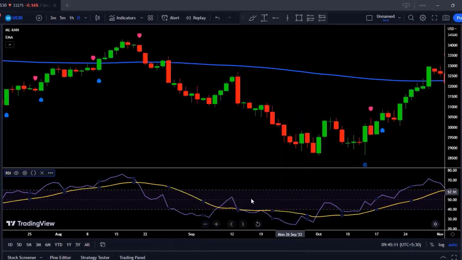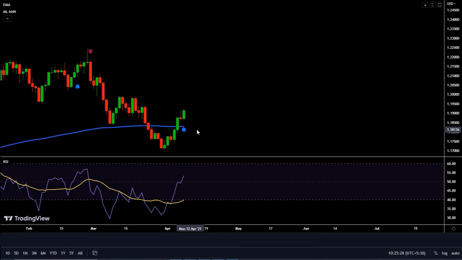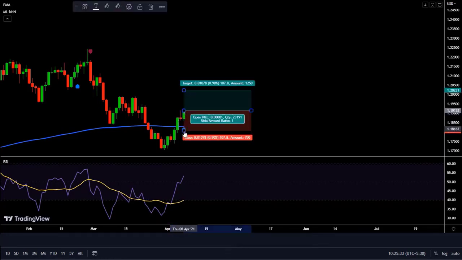The setup is complete. Now, let's move on to the entry conditions. For a long trade, the following must be met. First, the price must be closed above the 200 EMA. Second, the machine learning strategy must then print a blue label. Lastly, the RSI must be either oversold or have been oversold prior to the buy signal. As soon as these conditions are met, you can open a long trade.